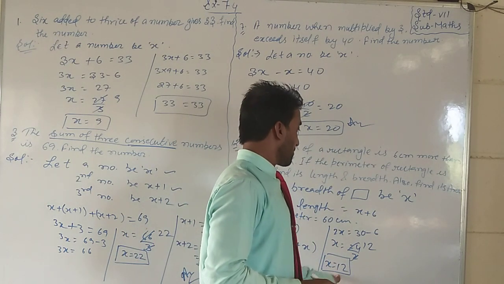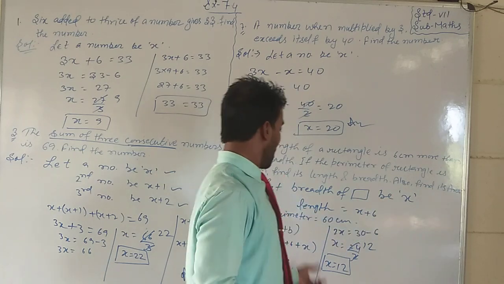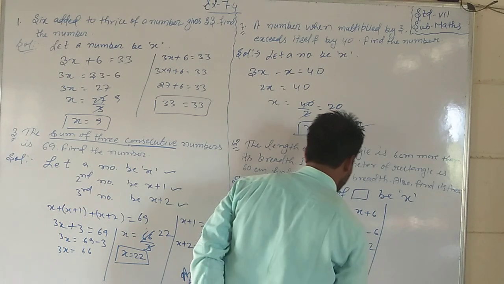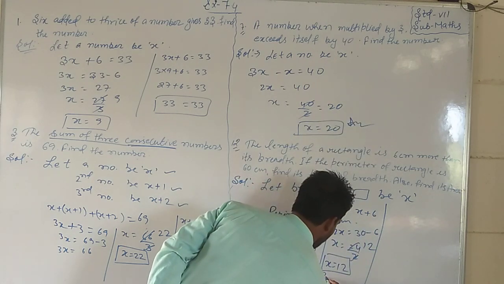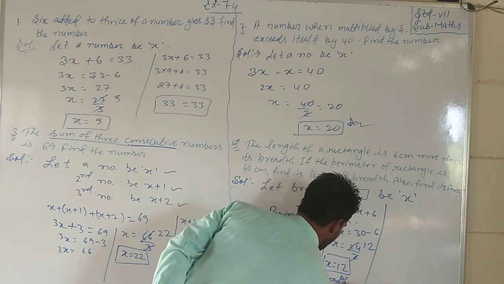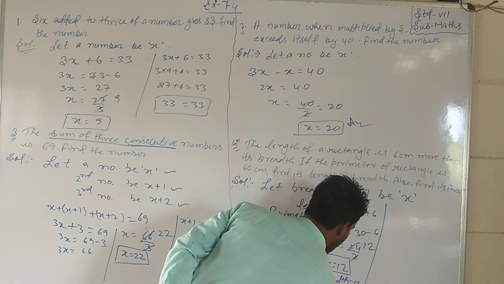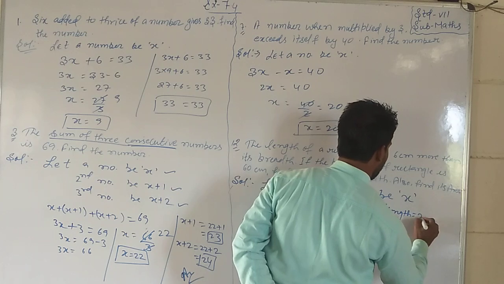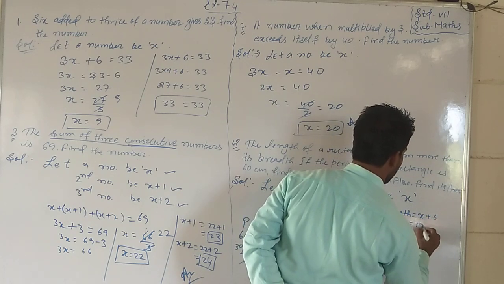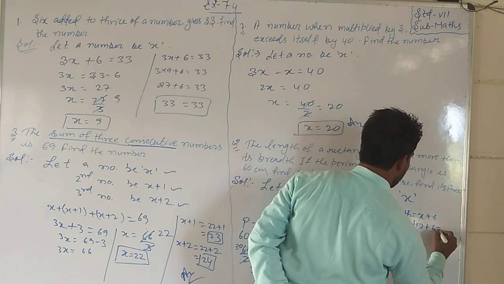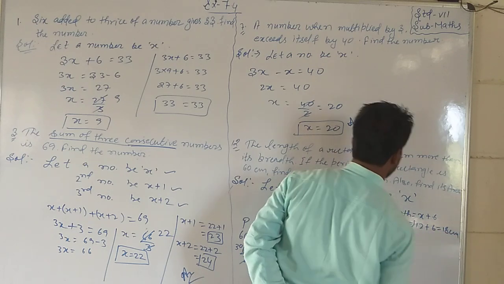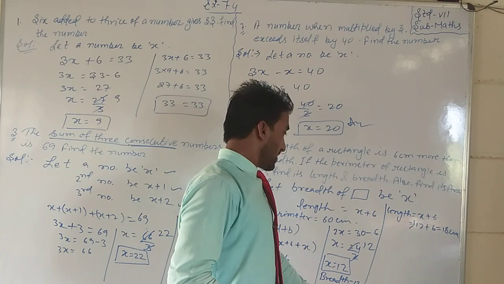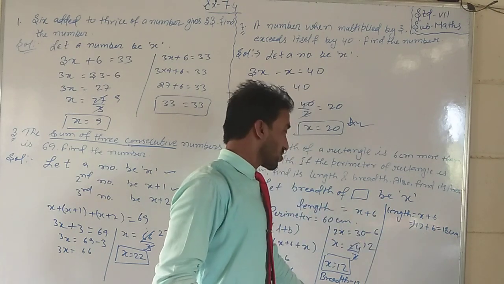If x is equal to 12, it means breadth is equal to 12. And what is length? x plus 6. So breadth is equal to 12 cm. Length is equal to x plus 6. It means 12 plus 6 is equal to 18 cm. Now students, we have found its length and breadth. Length is equal to 18 cm. Breadth is equal to 12 cm.